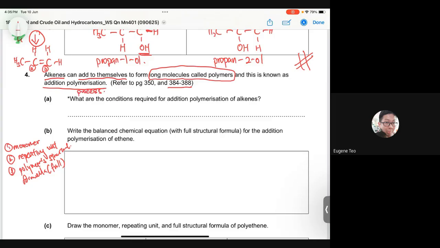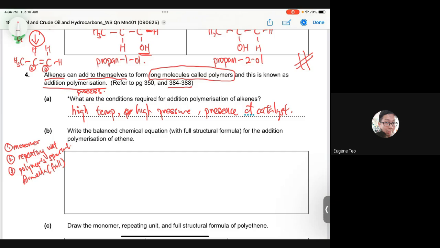So what are the conditions required for this? The conditions, this one doesn't need to be too specific. It's just high temperature, high pressure, plus the presence of a catalyst. So you need high temperature, high pressure, and also your catalyst to be present for the reaction to occur.